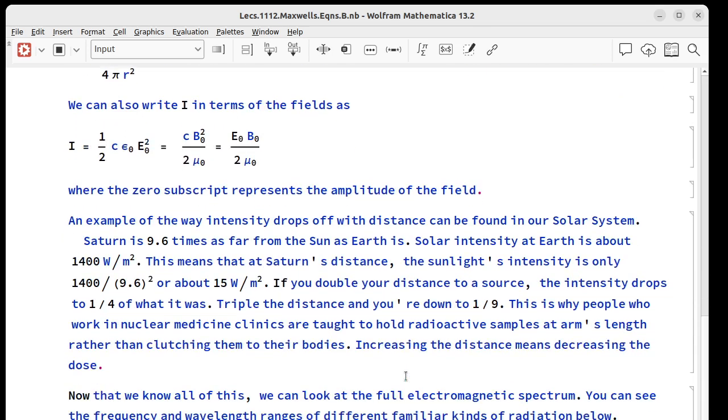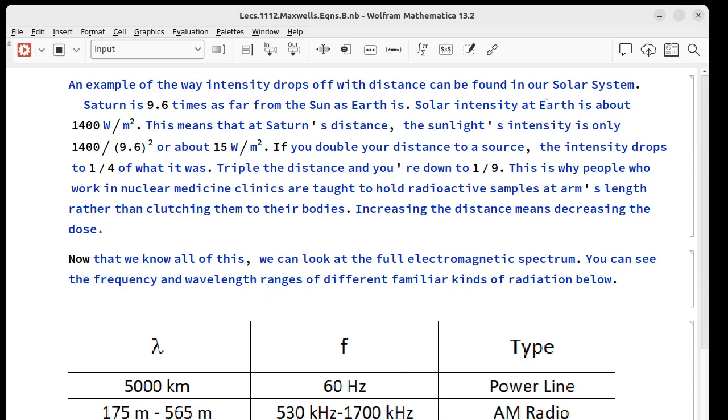An example of the way this intensity drops off with distance, we can look at our solar system. For space probes that are going to be near the Earth, satellites that orbit the Earth, that kind of thing, a lot of times they're powered by solar cells. And we might think that would be a good idea everywhere in the solar system, but it turns out it's not. Going to visit Saturn, for example, it's almost 10 times as far from the sun as the Earth is. So the solar intensity of the Earth, which is 1400 watts per square meter, that's going to drop by almost 10 squared, almost a factor of 100. So at Saturn's distance, the sunlight intensity is only 15 watts per meter squared.